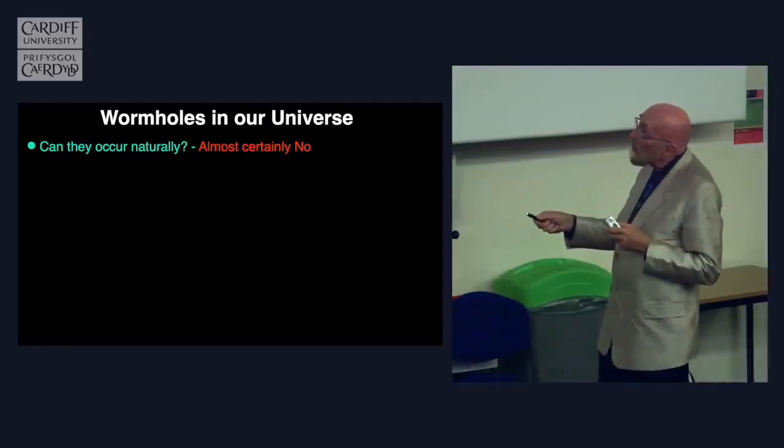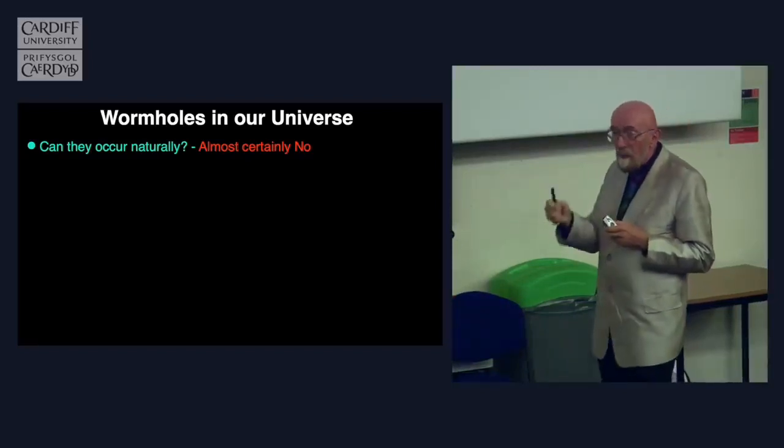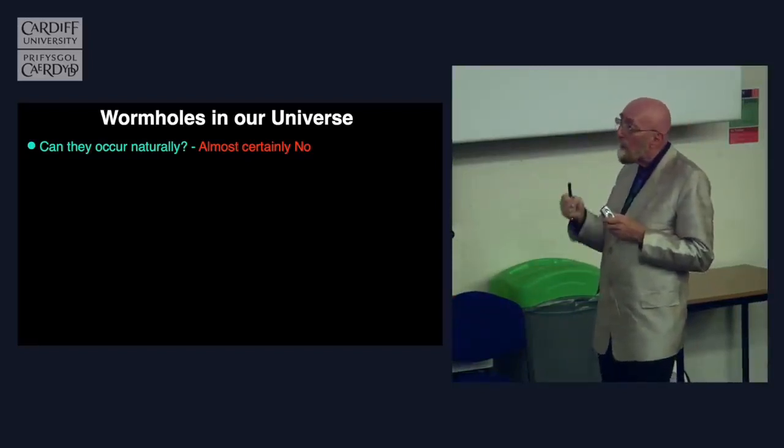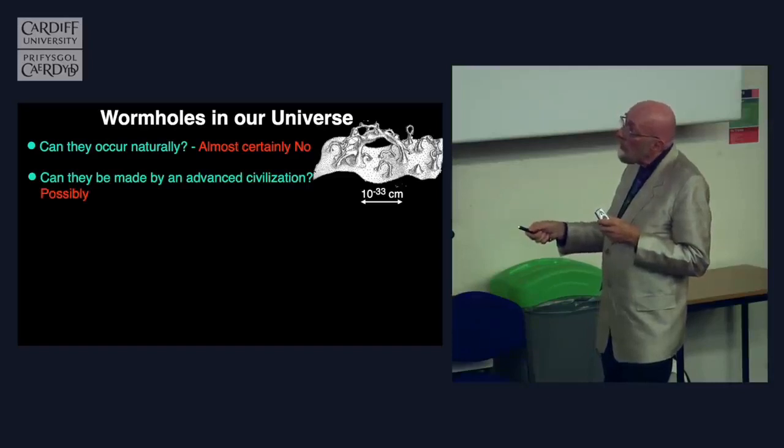So can wormholes occur naturally in the real universe? The answer is almost certainly no. These are answers that a number of people have struggled to understand. And this is the bottom line after several decades of trying to understand it. Can wormholes be made by an advanced civilization?